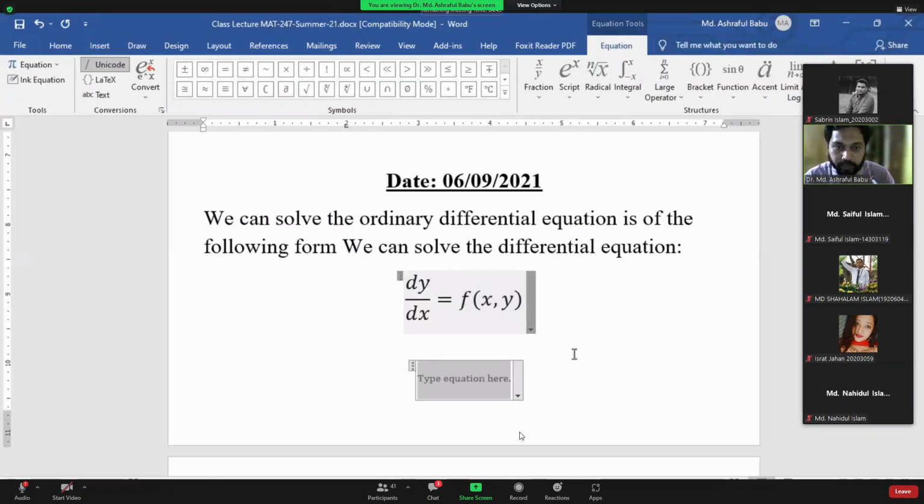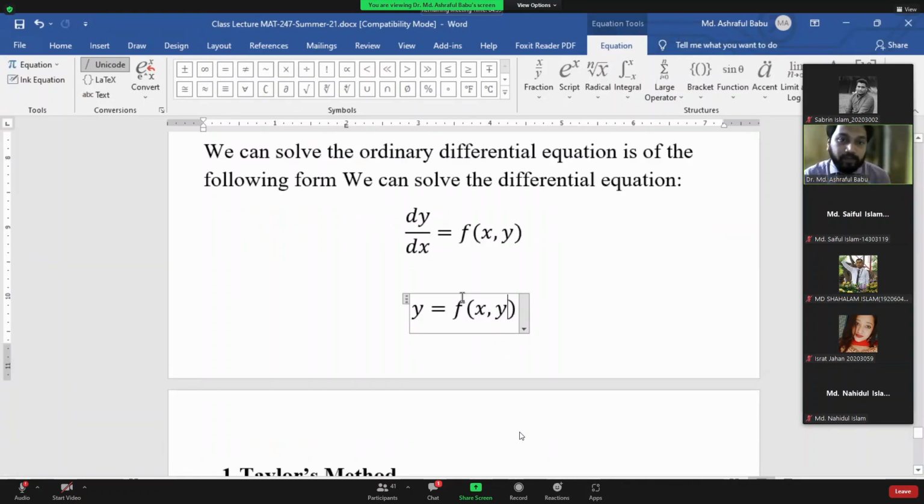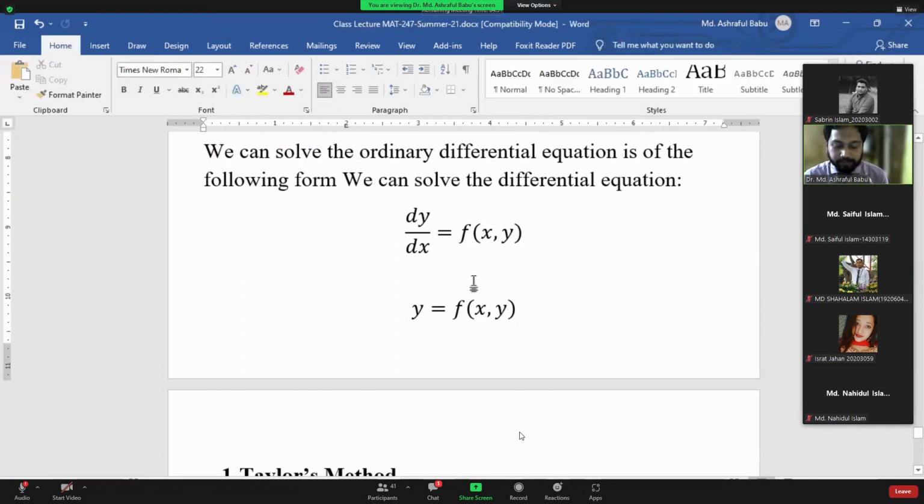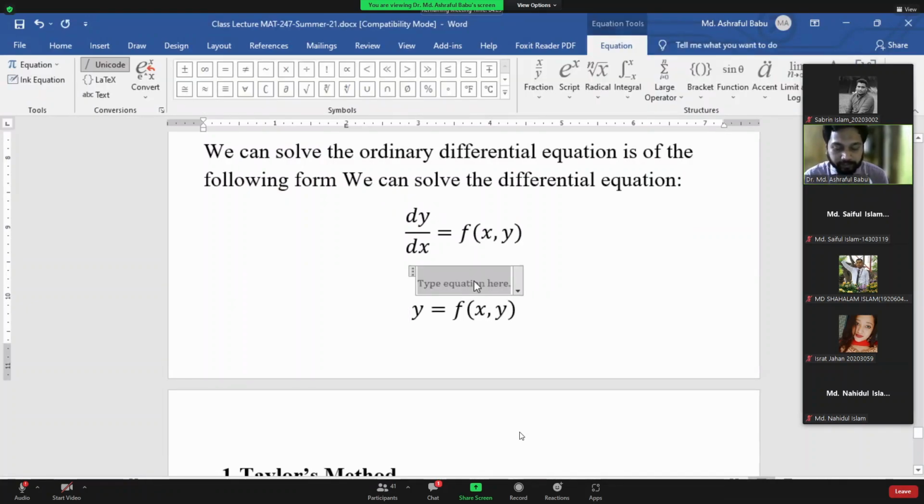If you look carefully, you understand I am writing y equal to f of x, y here. But normally we write it this way: y equal to f of x. That means y is a function of x, and f is a function of one variable. So y equal to f of x is the normal equation.